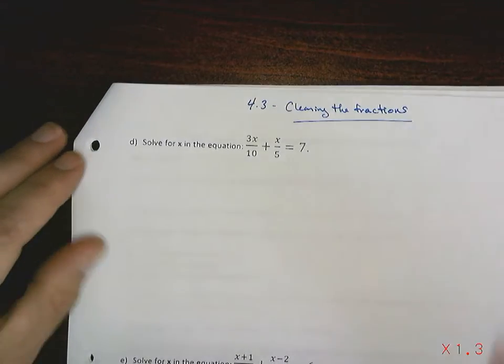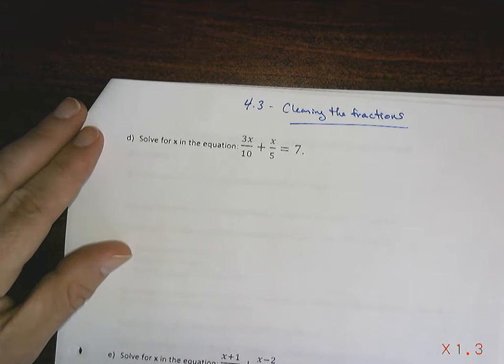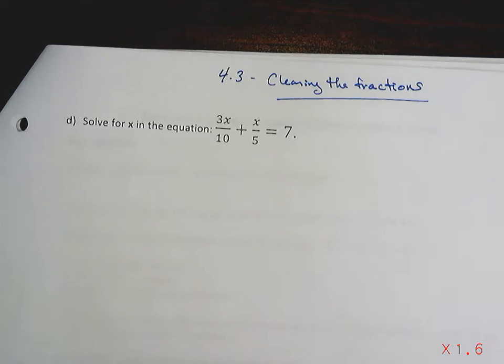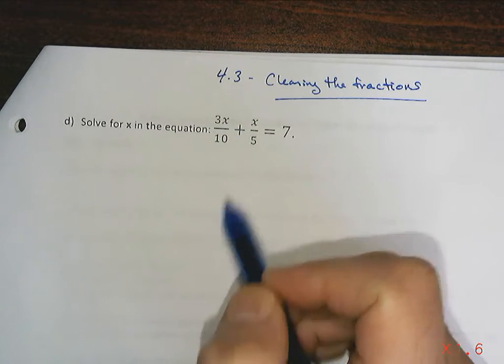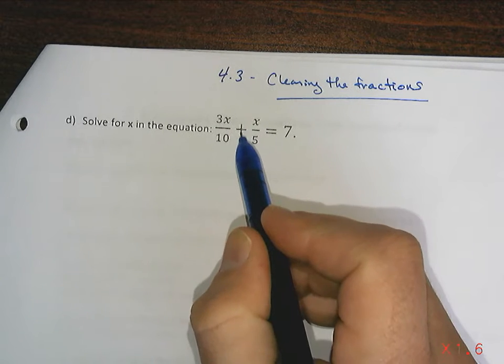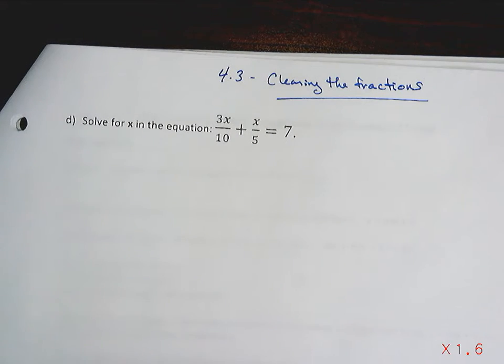Okay? So let's take a look at this question. This question says solve for x. Let's take a really good look at this question. It says solve for x. I've got 3x divided by 10, and I've got x divided by 5, and they're being added, and I've got 7. Now, we can do this using grade 6, 7, 8 methods of fractions.